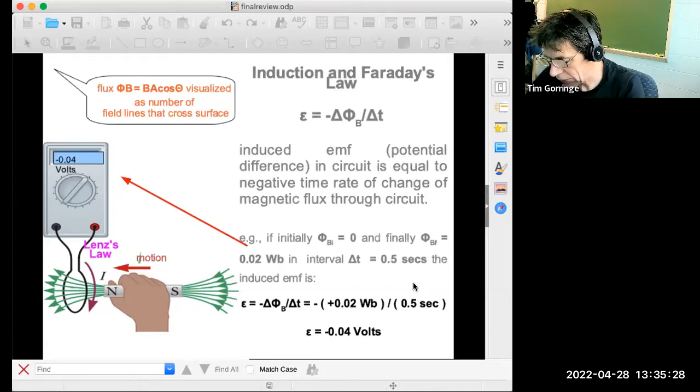Oops, didn't mean to do that. There's also a second type of induction. I got to get back in slideshow here, sorry.